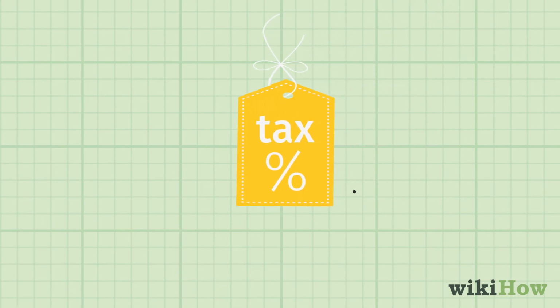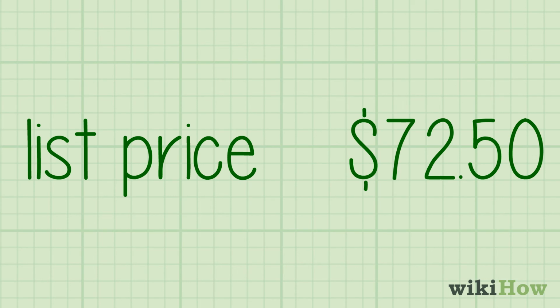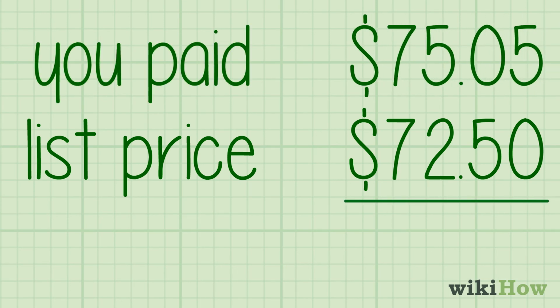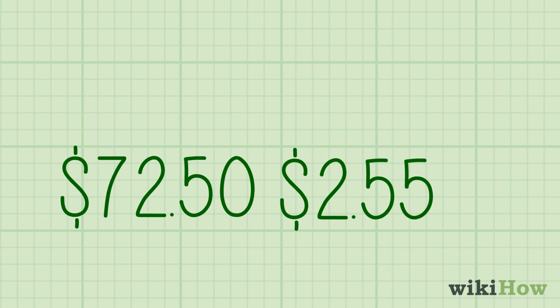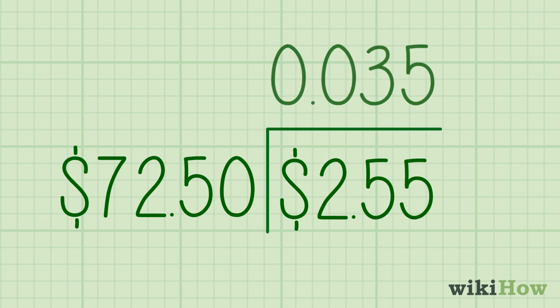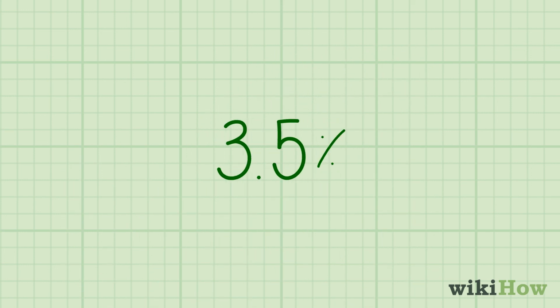percentage. For instance, if the list price is $72.50 and you paid $75.05, then you paid $2.55 in taxes. 2.55 divided by 72.50 is 0.035, which means the tax rate is 3.5%.